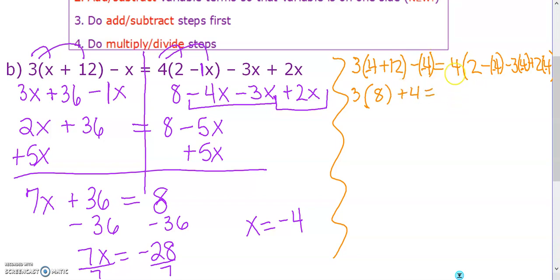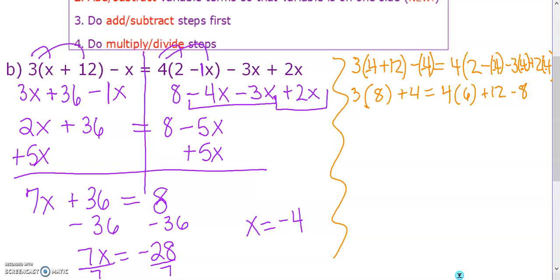All right. On the right side, we've got 4. In parentheses, we have 2 minus a negative 4. Remember those integers. Keep, change, change. So 2 plus 4 is going to be 6. And then we have minus 3 times a minus 4. It's going to be a positive 12. And then we have 2 times a negative 4. 2 times a negative 4 is going to be negative 8.